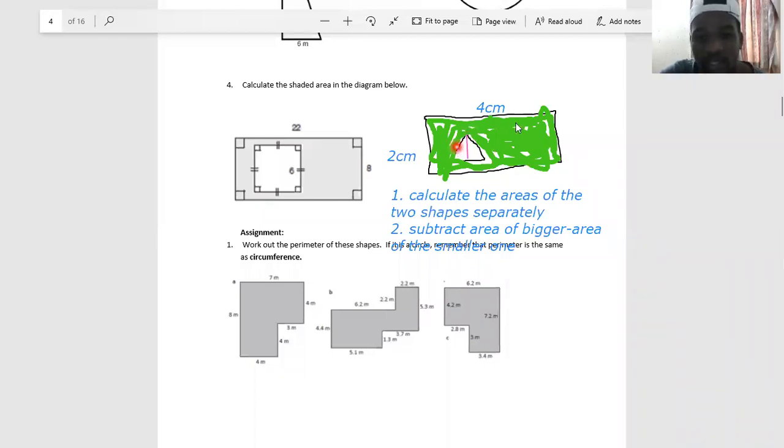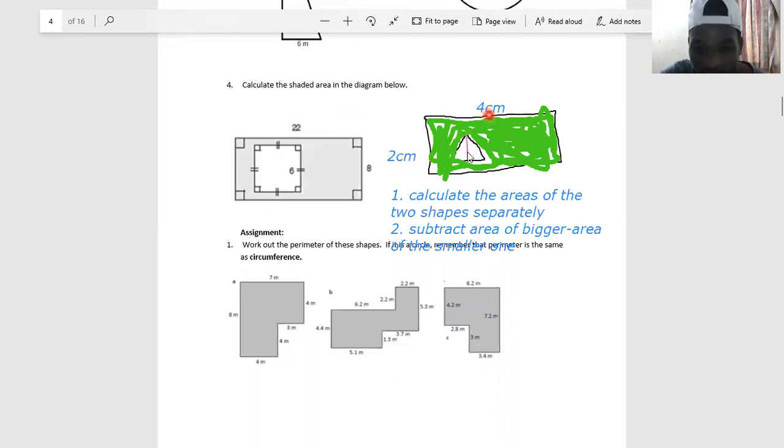And then, which one is bigger here? Obviously, guys, the bigger one here is the rectangle. So for the area of the shaded part that they want, we take the area of the rectangle, which is your bigger one. You would have calculated it. In this case, it would be 8 because it's 4 and 2. It would be 8 centimeters squared.